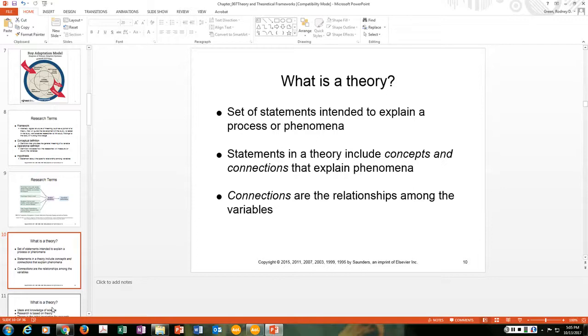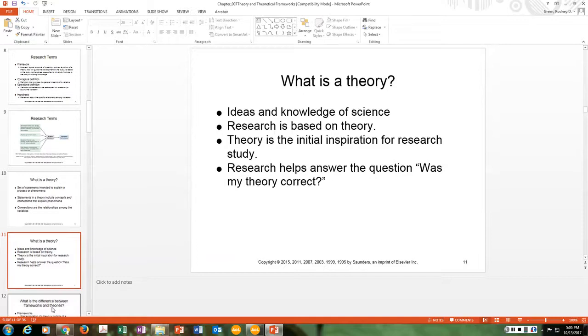All right, what is a theory? A theory is a set of statements intended to explain a process or phenomena. Statements in a theory include both concepts and the connections that explain the phenomena. And the connections are the relationships among the variables. A theory contains ideas and knowledge of science. Research is based on theory. Theory is the initial inspiration for a research study. And research helps answer the question, was my theory correct? Was my theory supported by the findings of the study?